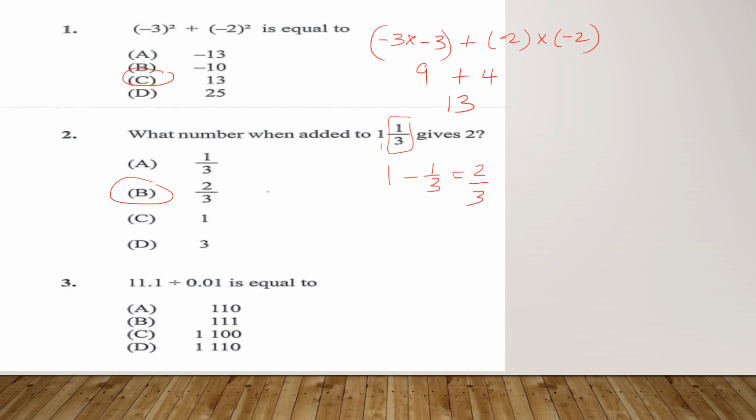Number 3, 11.1 divided by 0.01. So we're going to move the decimal point. So 1, 2, 1, 2. So that's 1110 divided by 1. So our answer is D.